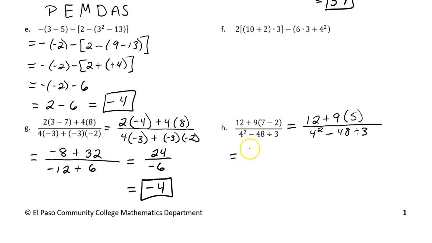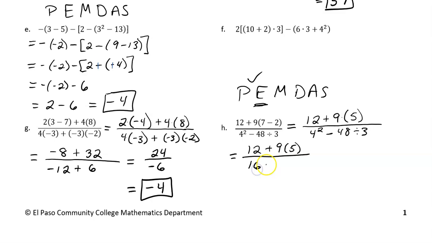Keeping this going. Parentheses are done. This is going to be a multiplication. Maybe I'll write that to remind myself. We did parentheses. We have an exponent next, this 4 squared. Let's do that. All right, 4 squared is 16. And we still have minus 48 divided by 3. That's okay. So it looks like our exponents are done.